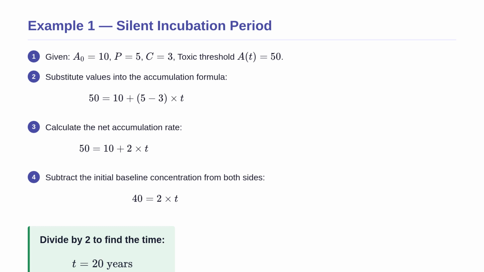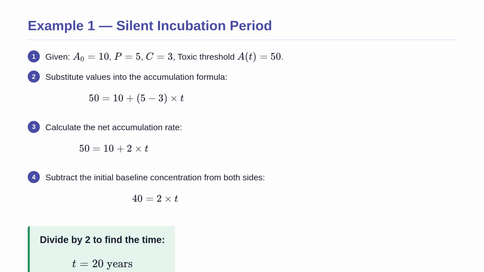Now that we have our formula, let us see this with a concrete example. We are given a patient with an initial baseline concentration of 10 units. Their brain produces amyloid at 5 units per year, but only clears 3 units per year. We need to find how many years it will take to reach a toxic threshold of 50 units.